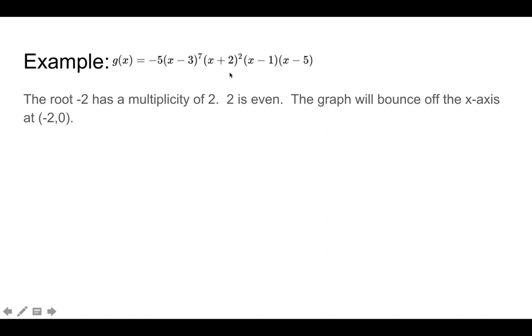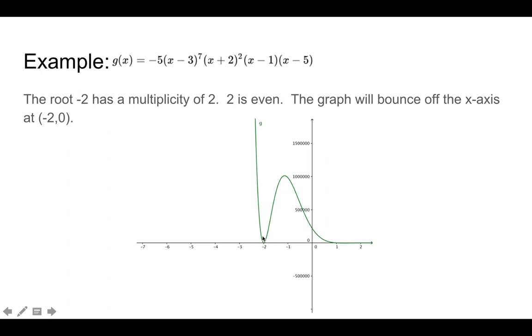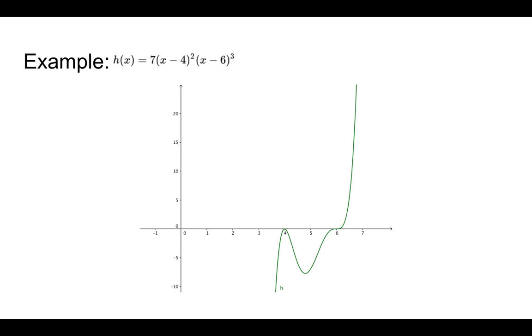But this guy here, the root -2, has a multiplicity of 2. 2 is an even number. So at that x-intercept, -2, 0, the graph will bounce off the x-axis. The graph comes down, hits the x-axis, and bounces back up. Instead of passing through, the graph bounces off. Even multiplicities, we bounce. Odd multiplicities, we pass through.